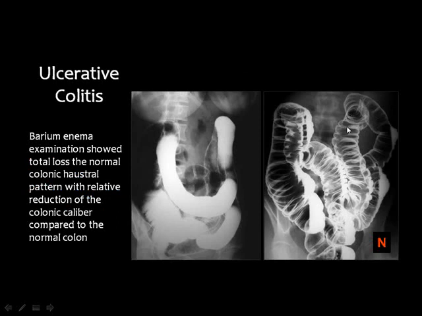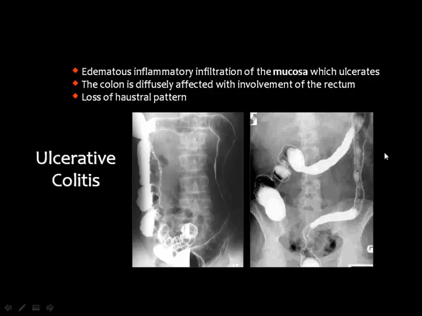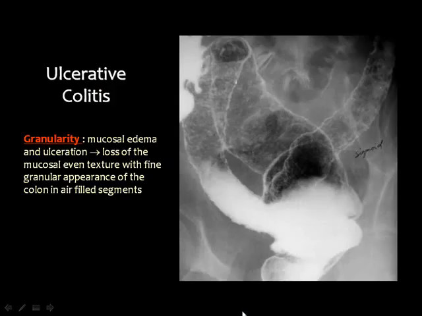And in order to diagnose ulcerative colitis, you look at the colon. This is the normal colon with classic haustral pattern. And in ulcerative colitis, the haustral pattern is totally lost, and you get marked luminal narrowing, as you can see in this case. And this is another case of ulcerative colitis with loss of the haustrations of the colon and marked reduction of the lumen of the colon as well.